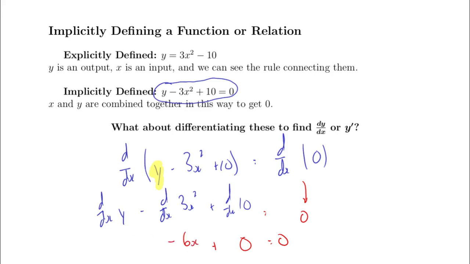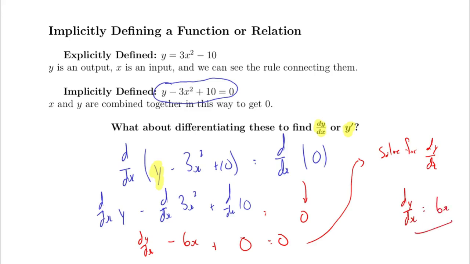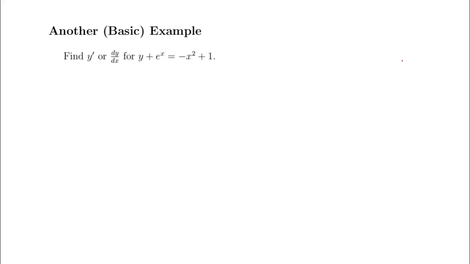And the derivative of y can be kind of tricky to think about until we realize that that's what we're trying to find, right? We're trying to find dy over dx, or if you wanted, you could call that thing y prime. And now we can just solve for dy over dx, and we get that the derivative of y with regard to x is equal to 6x, just like we had earlier. So we get the same answer here using this idea of applying the derivative as an operator on both sides of our equation.